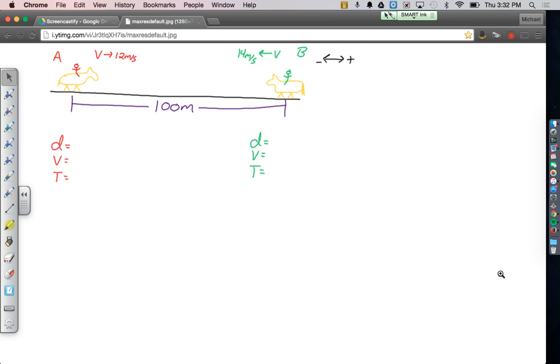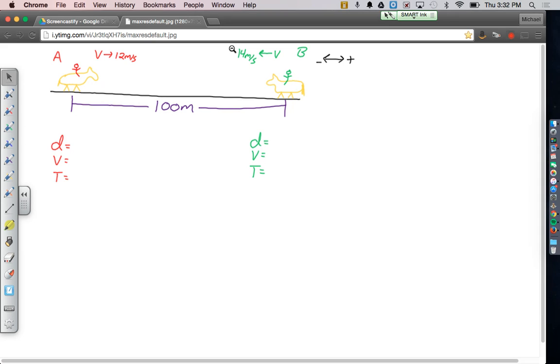Two knights are going to joust. They're on horseback 100 meters away from each other. Sir Albert is up here on the left, and Sir Benedict is over here on the right. Sir Albert is moving 12 meters per second to the right. Sir Benedict is moving 14 meters per second to the left.